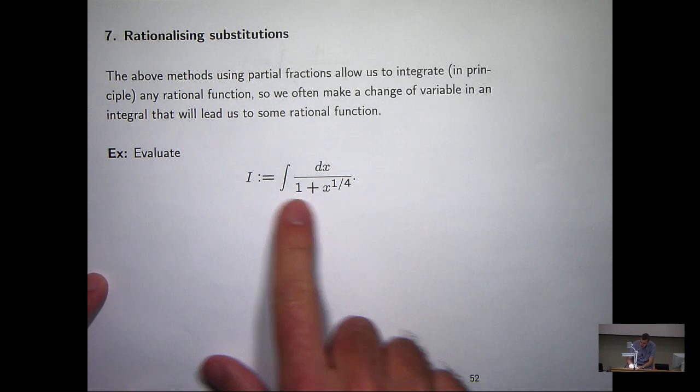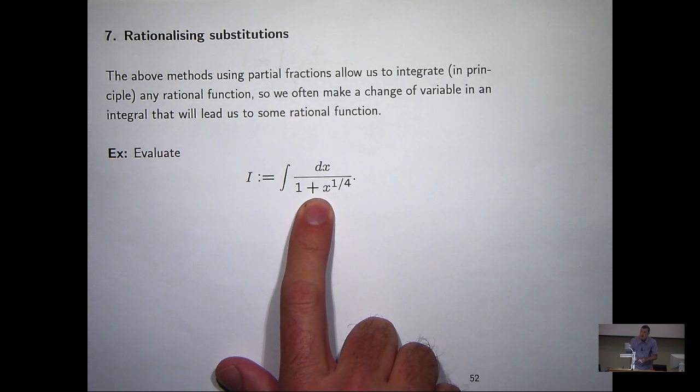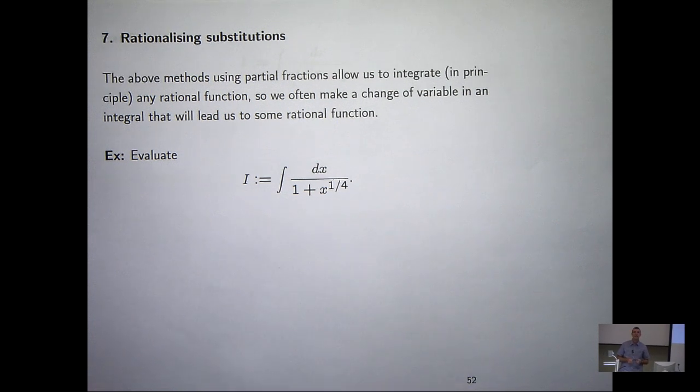Here is an integral whose integrand is not a rational function. So we cannot use the techniques that we've been doing, like partial fractions, to solve this problem straight out. But the question is, can we make it the integral of a rational function? What do you reckon? Yes, we can.